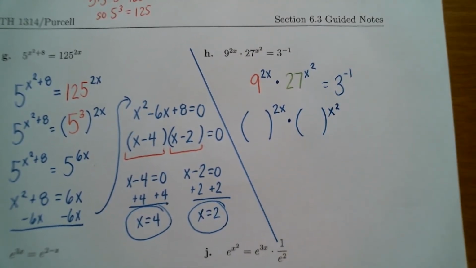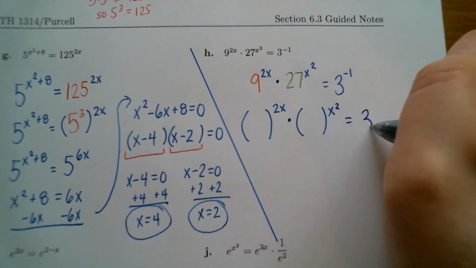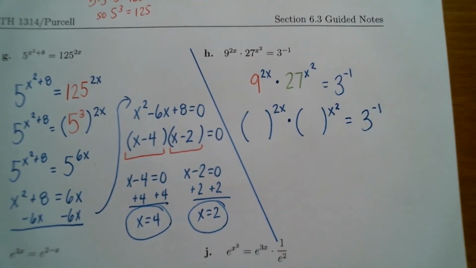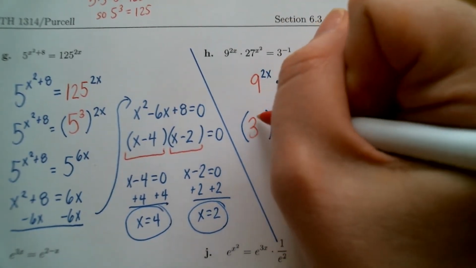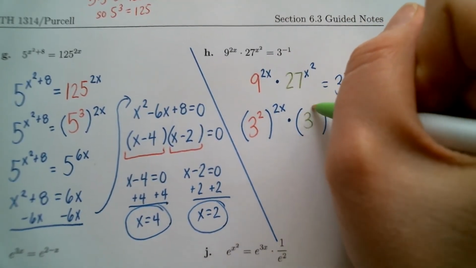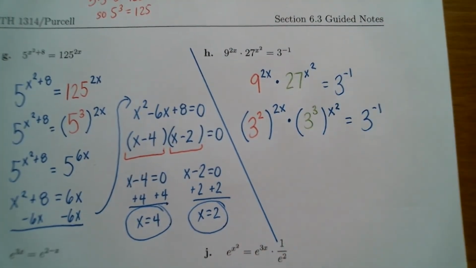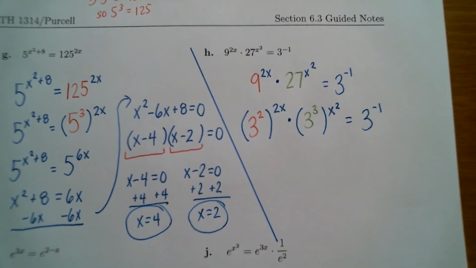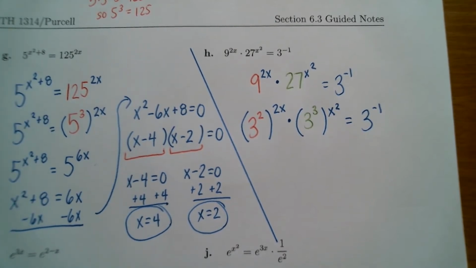Exponent will still be x squared. And then 3 is already base 3, so we'll leave it alone. Okay, so 9 is the same as 3 squared. So 3 times 3 is 9. 27 is the same as 3 cubed. Okay, so the green stuff is equivalent, the red stuff is equivalent. Everything is now base 3, but you need to simplify the exponents before you can equate them.